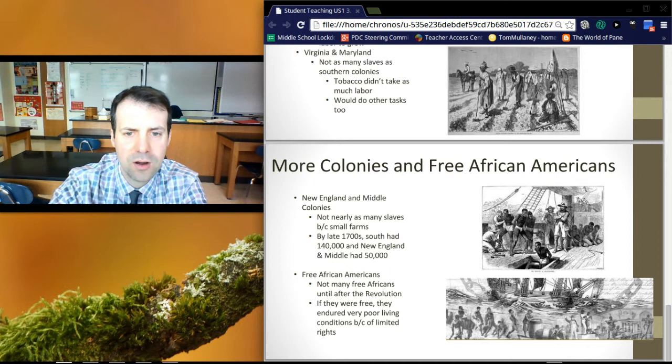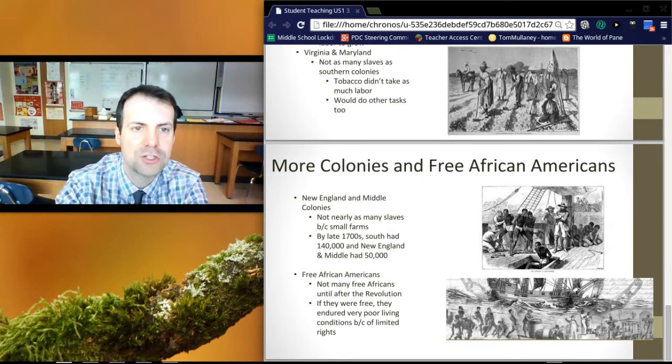And free African Americans, not many were free until after the Revolution. And if they were, they endured very poor living conditions because of limited rights. What we'll get into later with the Declaration of Independence and then the Bill of Rights really does not apply to minority populations in America at that time. So that's the lesson recap on triangular trade.